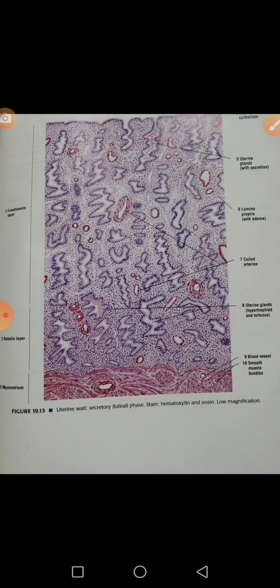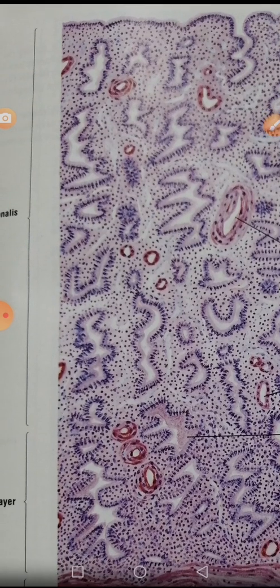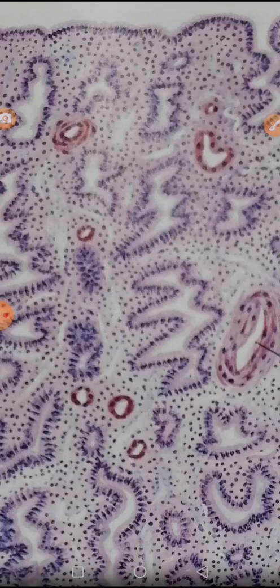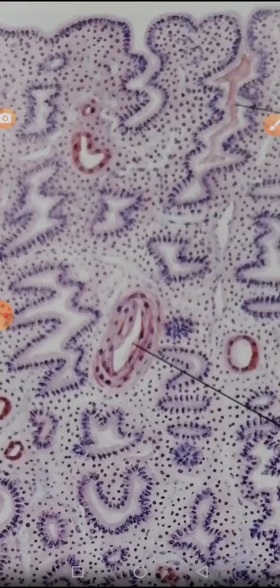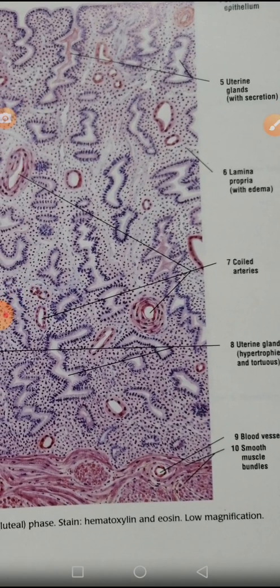So this one is a representation of the secretory phase. Obviously this is very different. The lining epithelium is the same. Obviously it is simple columnar. My apologies. You can still see the uterine glands, but in this situation you can see that in the lumen there are the secretions. You can visualize the secretions, and this is something I mentioned when we were going over the theory.